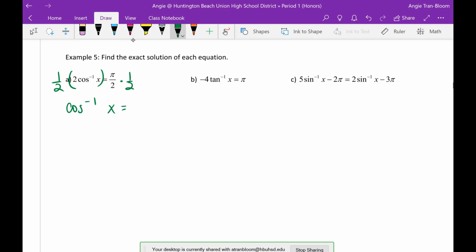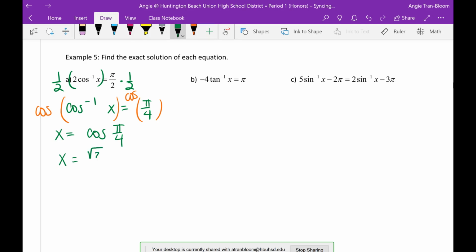Cosine inverse of x equals pi over 4. What's your next step? Solve by composing both sides with what? Cosine. Okay, because you're solving for x, so that means you have to get rid of the inverse. So compose both sides by cosine. So now you really have x equals cosine of pi divided by 4. Is that a nice number? Yeah, what's x? Rad 2 over 2, and that's perfect.